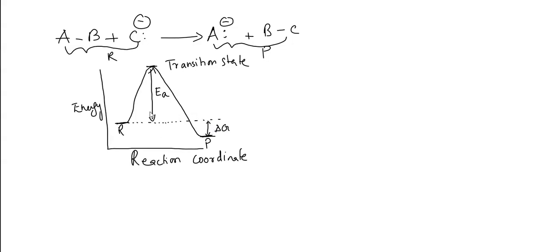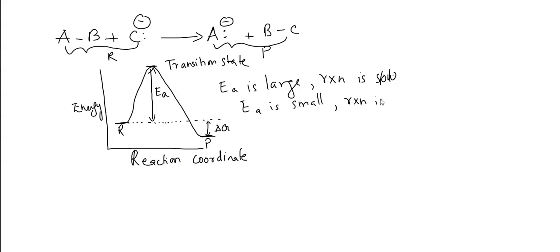Now, the energy of activation tells us whether the reaction would go slow or fast. If we have a large energy of activation, then the reaction is slow. So if EA is large, then the reaction is slow because you have to go over this higher energy barrier in order to reach the products. If EA is small, then that represents a reaction which is fast.